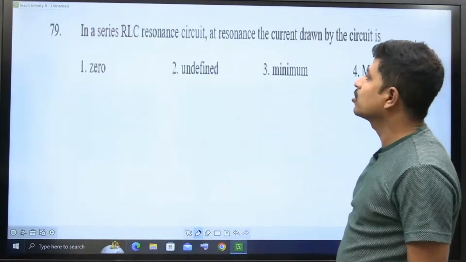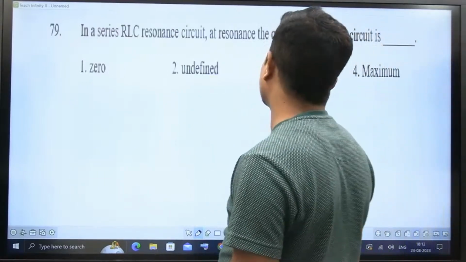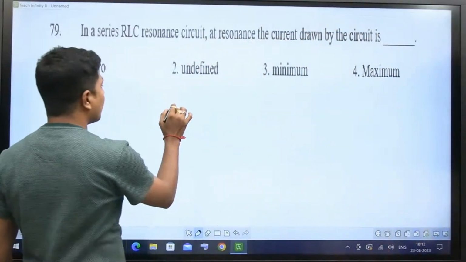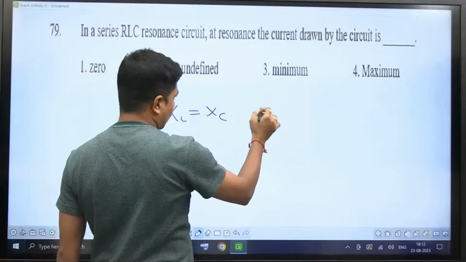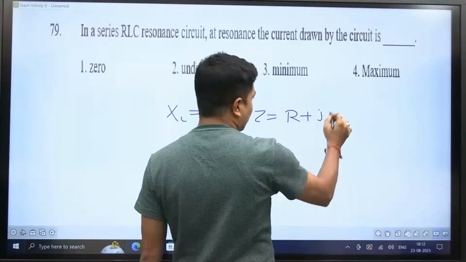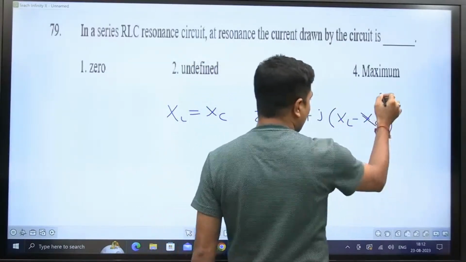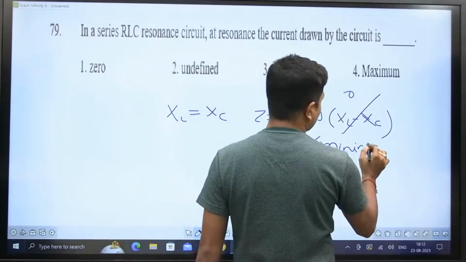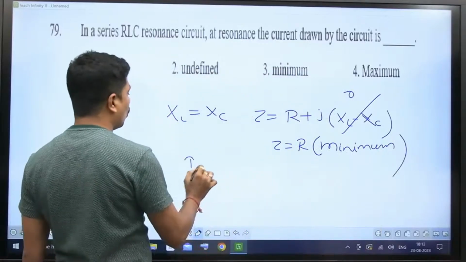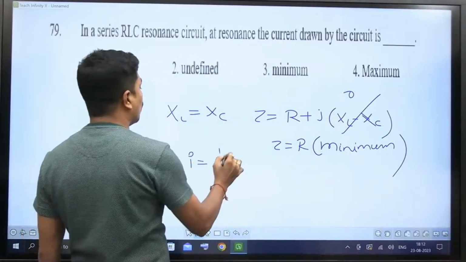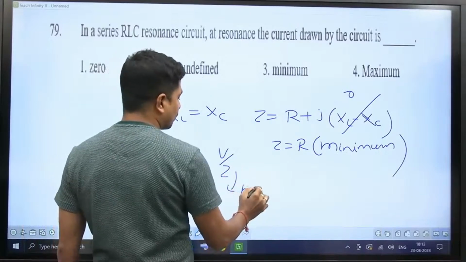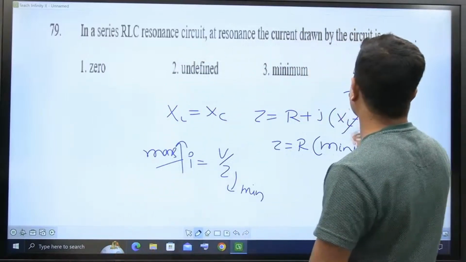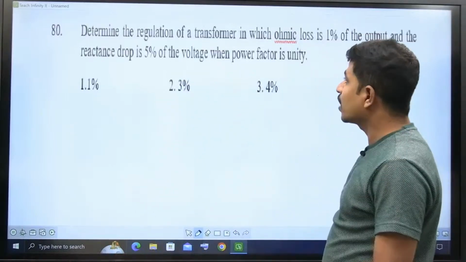Let's go to the next question. In a series RLC resonance circuit, the current drawn by the circuit at resonance is what? When will resonance occur? When XL is equal to XC. What is Z of series resonance? R plus j into XL minus XC. If these two are equal, this will be 0. Z is equal to R, that is minimum impedance. Then current I is equal to V by Z. This is minimum, then current will be maximum. What he asked, current drawn by circuit is maximum. Choice 4 it is. Next question.